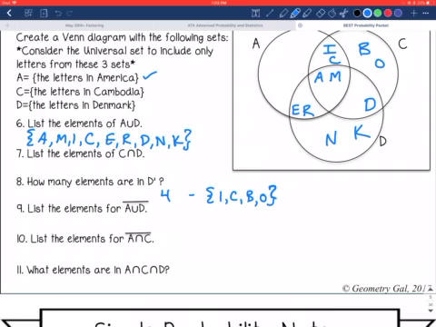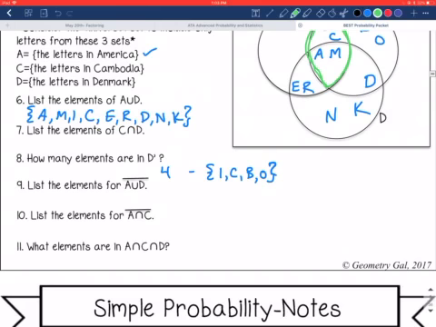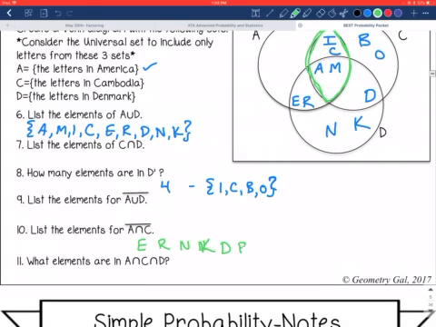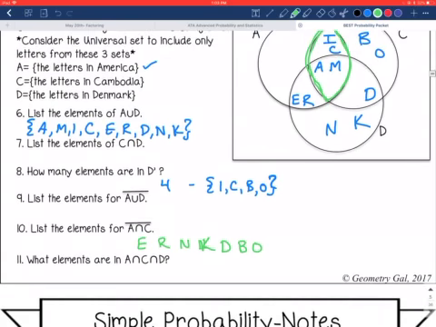All right, and then list the elements for A intersection C, but the complement of that. So A and C would be this right here. Okay, so that's A and C. But we want the complement of that. So we want everything that's outside of that. And that would be E, R, N, K, D, B, and O. All right, and this is what elements are in all of them. A and C and D, that's pretty easy to see. It's just A and M.